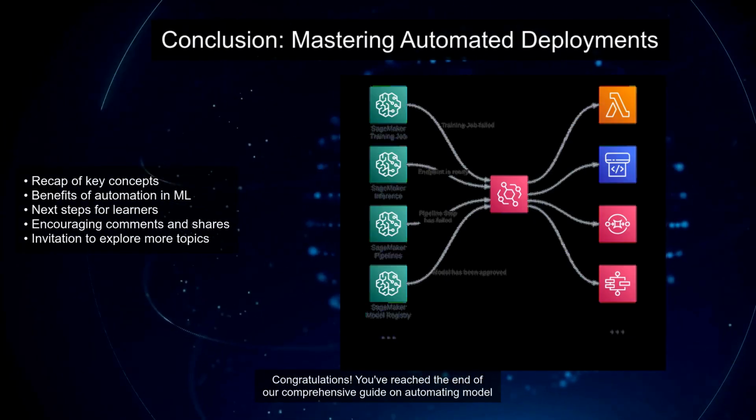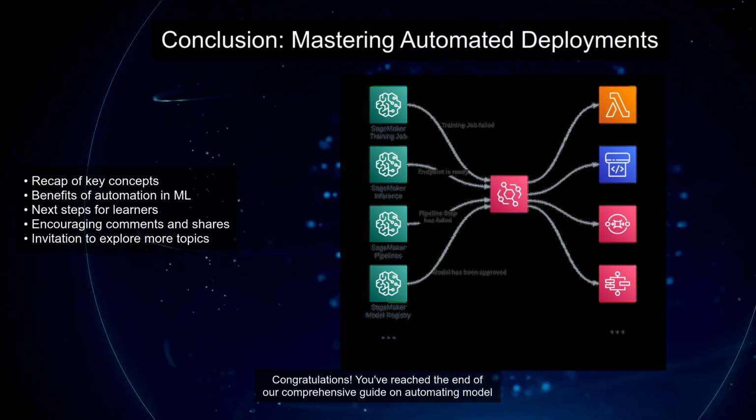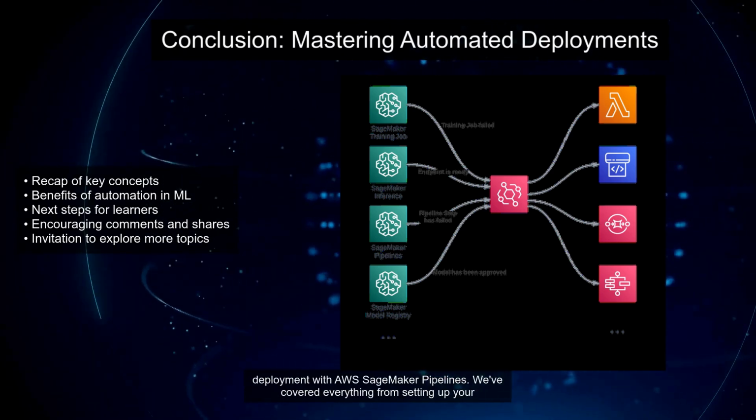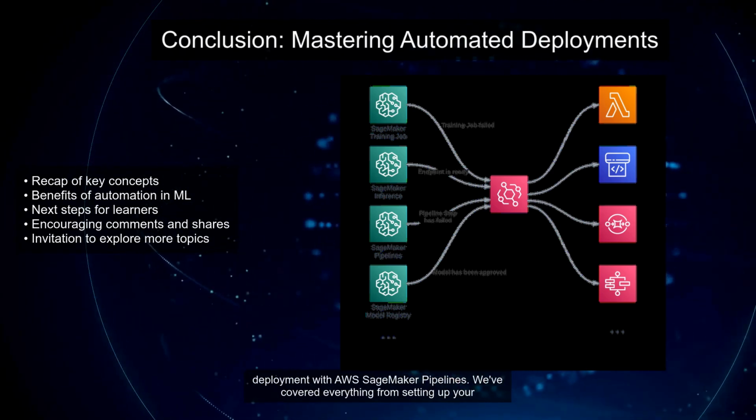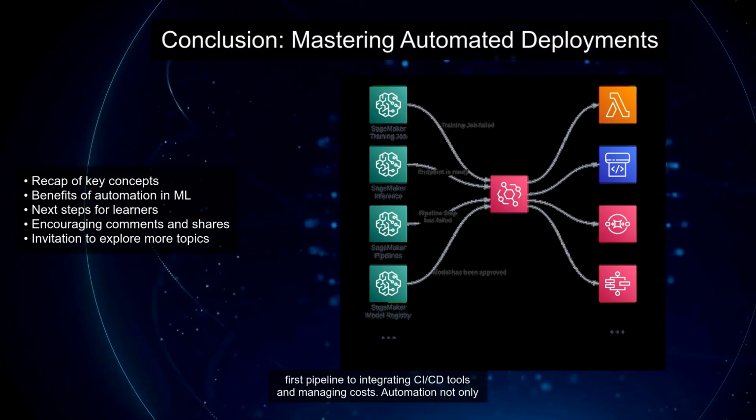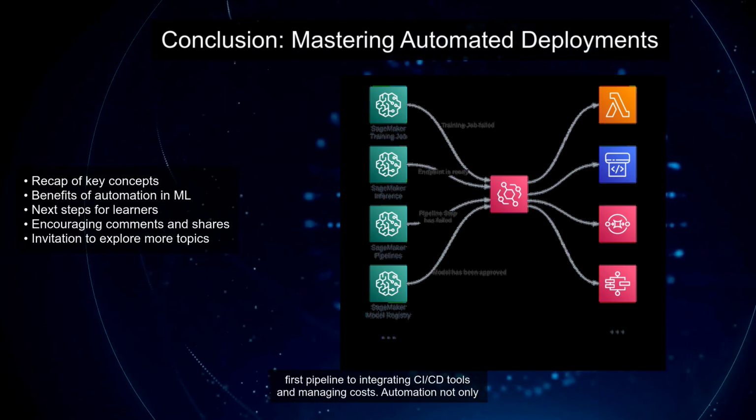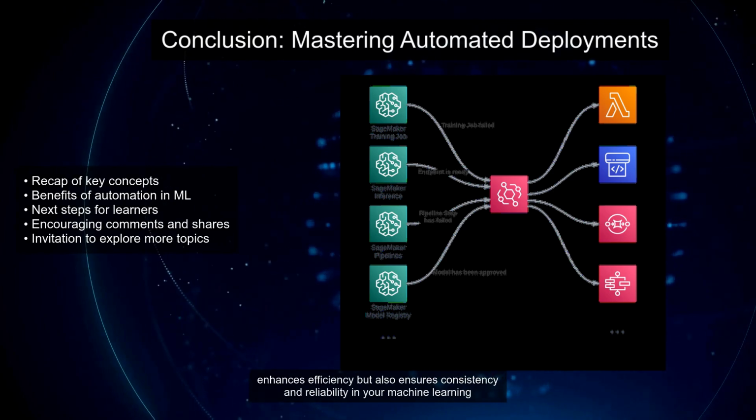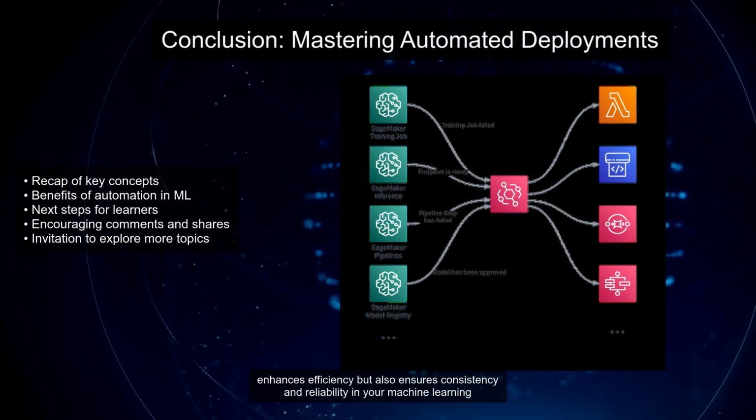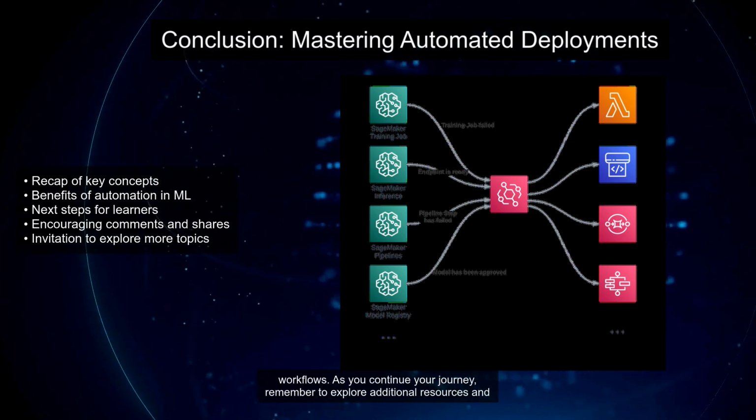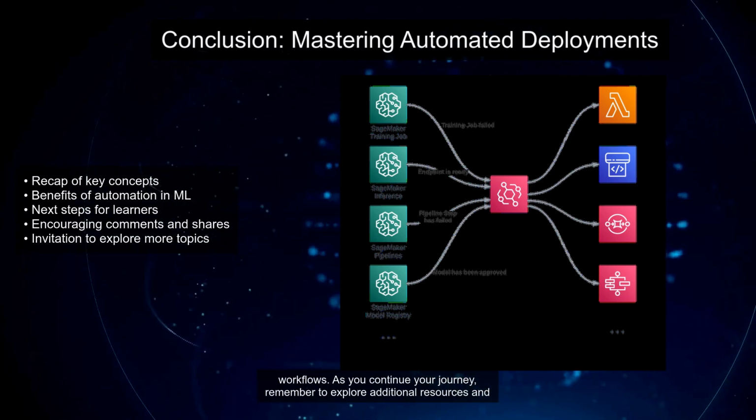Congratulations! You've reached the end of our comprehensive guide on automating model deployment with AWS SageMaker pipelines. We've covered everything from setting up your first pipeline to integrating CI/CD tools and managing costs. Automation not only enhances efficiency but also ensures consistency and reliability in your machine learning workflows.